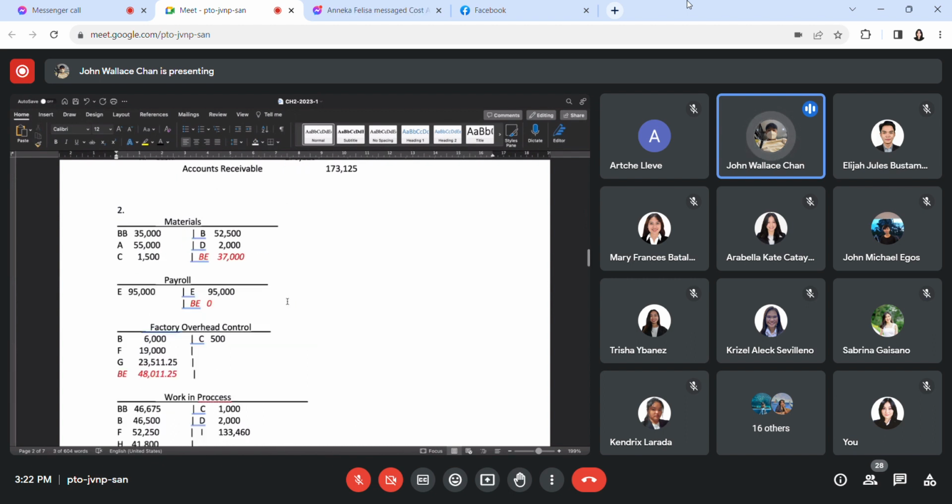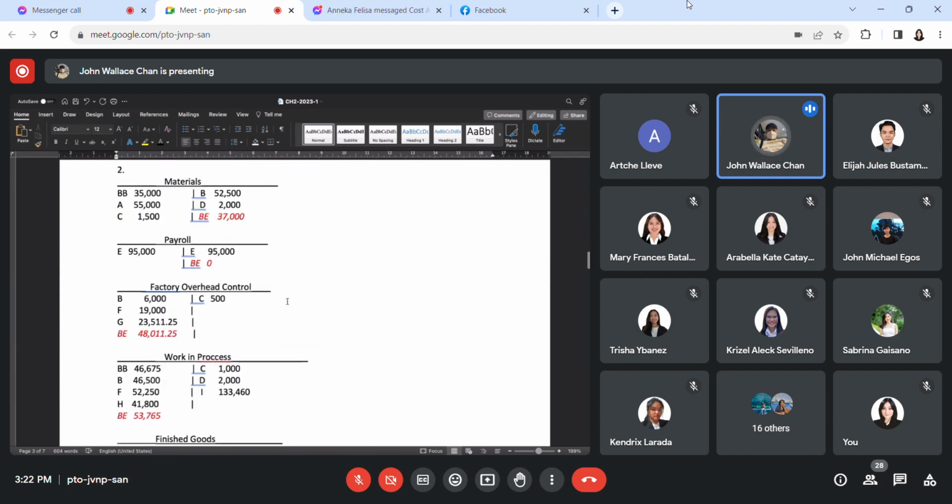Alright, so for payroll, we just look at what happened in transaction E, which says na the payroll was accrued. So basically we debited payroll and then we also credited payroll, giving us a balance of 0.